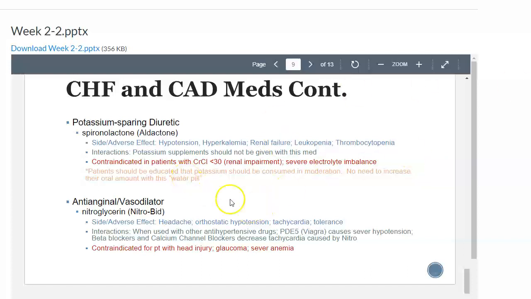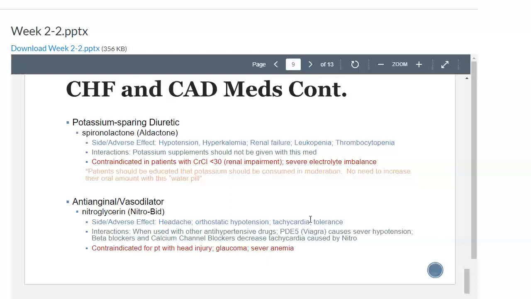So those, and we can also give nitroglycerin IV, and we might see sometimes nitroglycerin given into the intracoronaries in the cath lab as well. So those are all the various routes and the different ways in which a nitroglycerin can be administered.